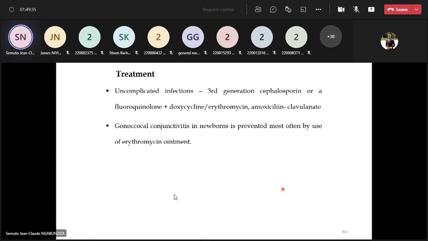Treatment is not very complex. Uncomplicated infection can be treated by cephalosporin or fluoroquinolone plus doxycycline, erythromycin, amoxicillin. Gonococcal conjunctivitis in newborns is mostly prevented by the use of erythromycin ointment. Especially when the mother is infected, you can already prevent this in the newborn by using this erythromycin ointment, preventing the conjunctivitis in newborn.